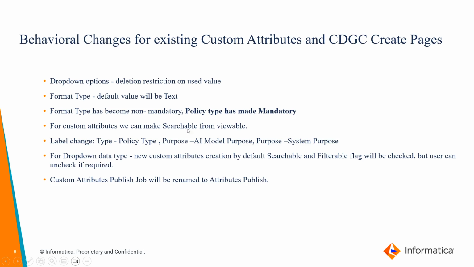For custom attributes, we can make them searchable from viewable. Then there are some label name changes, like type has become policy type, and purpose has become specific to the asset type, that is AI model purpose or system purpose. For the drop-down value data type, in new custom attribute creation the searchable and filterable flag will be checked by default, but the user can uncheck it if required. Then the custom attributes publish job: initially we used to get a job named custom attribute publish, but now it will be named attributes publish.